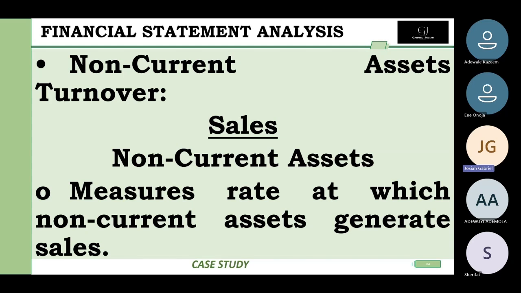So the higher, the better. So if your sales or revenue is about 4 million and your non-current assets invested is 2 million, you have 2 times sales generated from non-current assets, which is commendable.